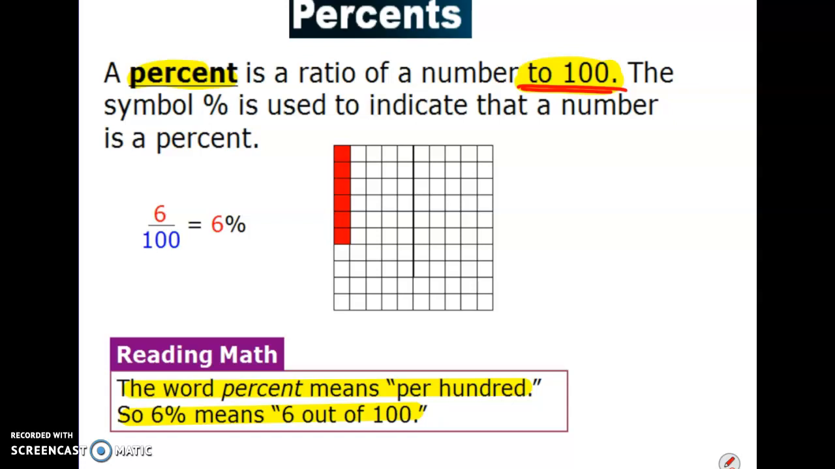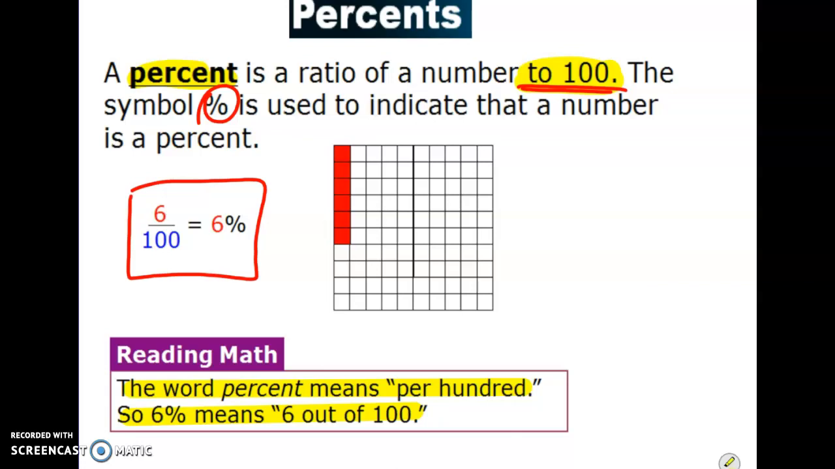The symbol, once again, looks like this right here, and is used to indicate that a number is a percent. So 6% means 6 out of 100. Today on IXL, we're going to be looking at some grids.